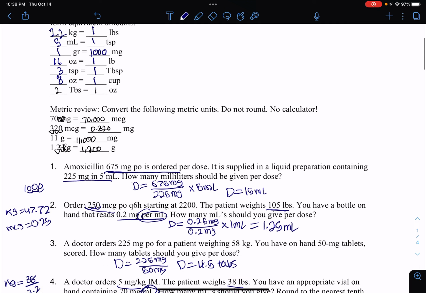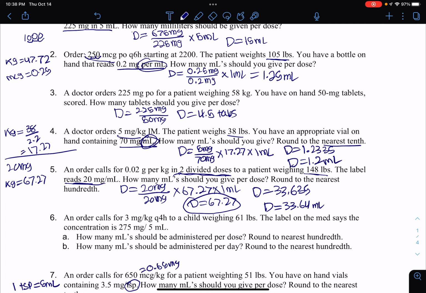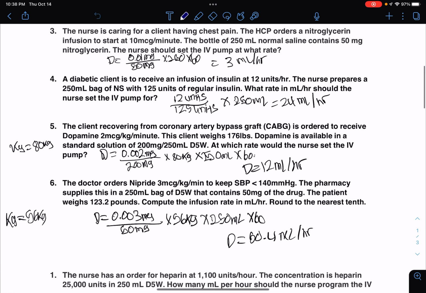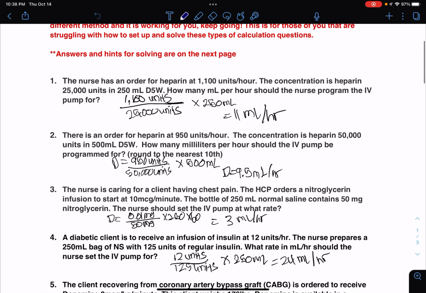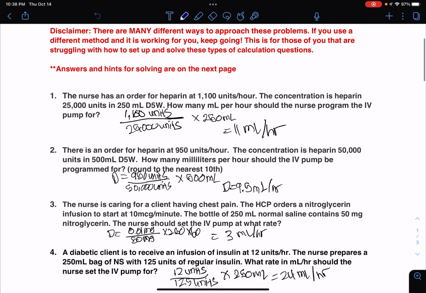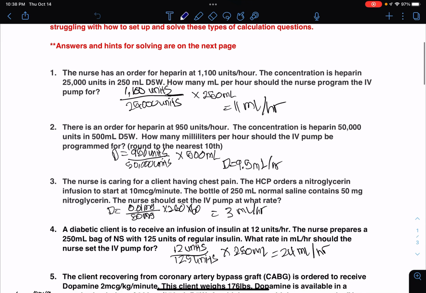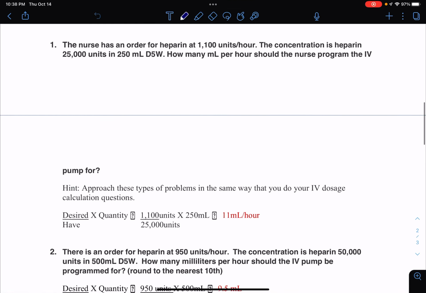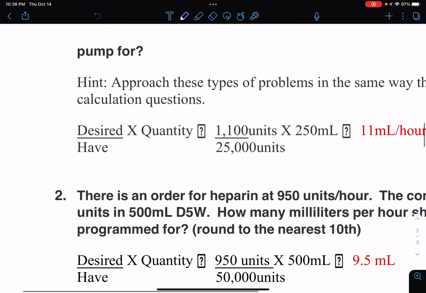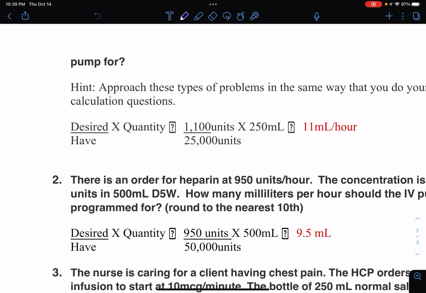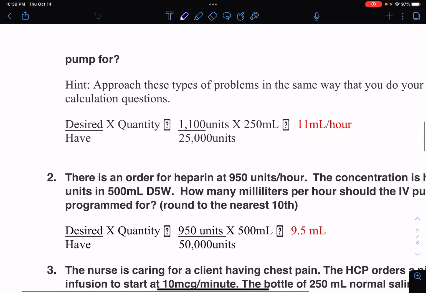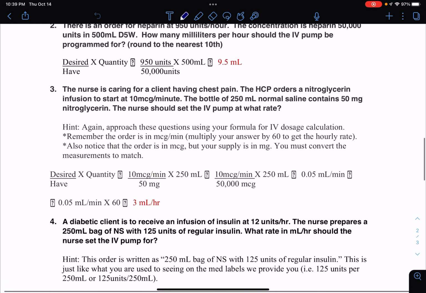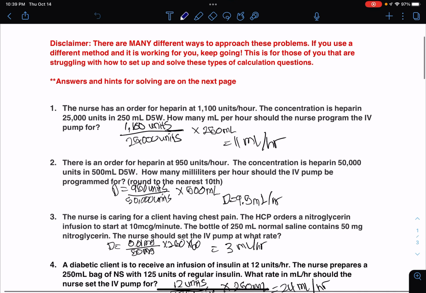And then down here are your simple conversions. So let me know if you'd like me to do more of these. Because we have to do these every semester, I have tons of them with calculating drops per minute and figuring out times and stuff like that. And here's a little example down here of this same kind of equation that we use: desired over have times your quantity is your answer. So let me know if you would like me to do more of the drip calculation ones, because I don't think I did a lot of those.